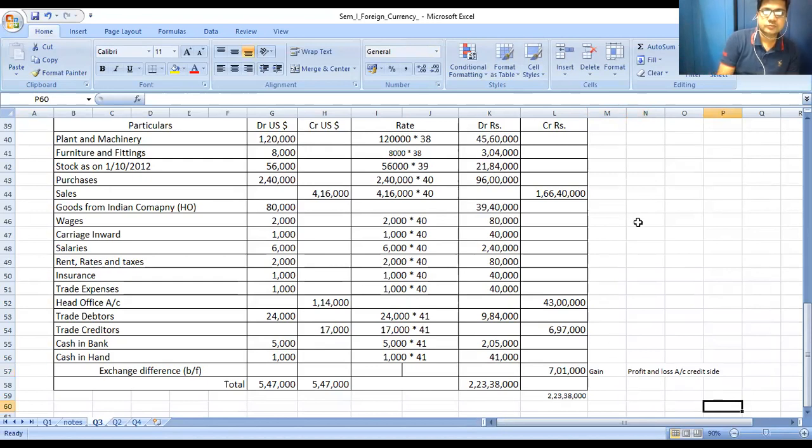I hope you understood this. Do you have any doubt regarding how to prepare the trial balance, and how we convert the items from dollar to rupee? Fixed assets use their own rates. Opening stock uses the opening rate. All revenue items use the average rate. All balance sheet items use closing rates, and closing stock, if there is any, uses the closing rate. Any doubt here?